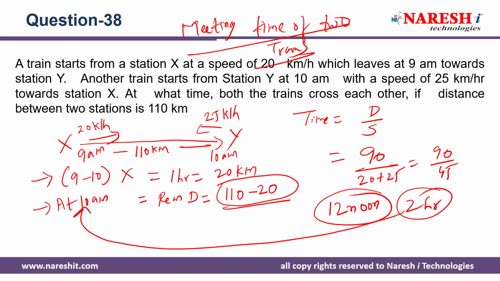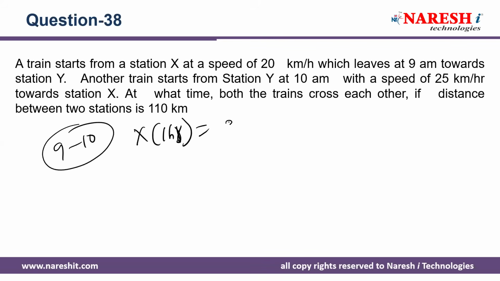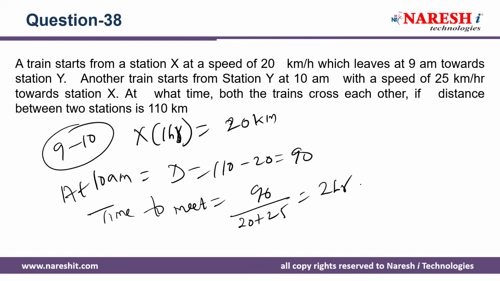So that's the same question I also explained here. What did I tell here? From 9 to 10, X starts. In 1 hour, it covers 20 kilometer. At 10 a.m., remaining distance is 110 minus 20, 90. Time taken to meet is remaining distance divided by the sum of the speeds, 20 plus 25, so 2 hours. 2 hours from 10 a.m. Answer: 12 noon.